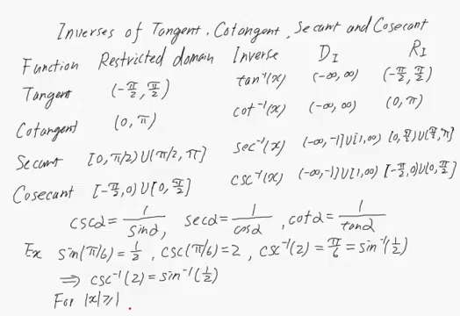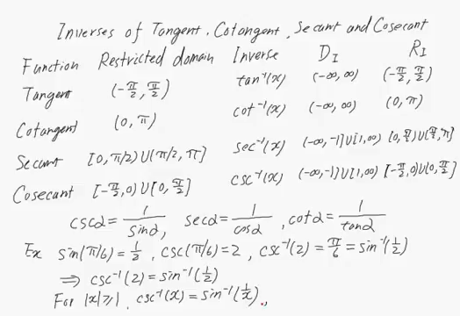that is the inverse cosecant of x is equal to inverse sine of 1 over x. Okay, see here the x is equal to 2. We have the inverse cosecant of 2 equal to inverse sine of 1 over 2. Right?